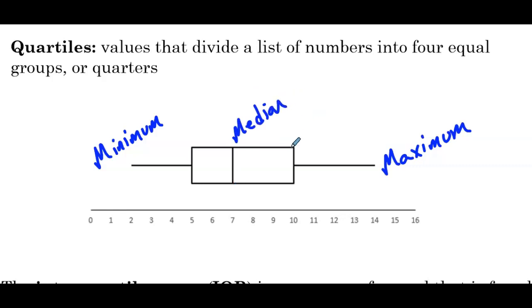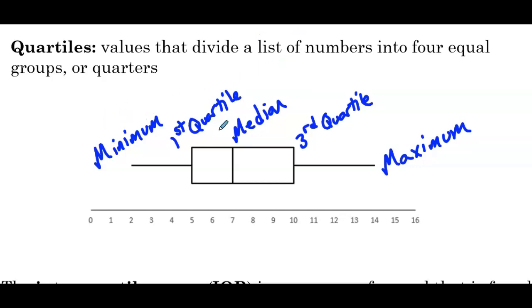That split the data into half. And then we had the 5 and the 10. 5 split the lower 50% in half, and 10 split the upper 50% in half. So these are quartiles. 5 is the first quartile. 10 is the third quartile. Now you may be thinking, where is the second quartile? But that's the median. We could call the median the second quartile. We typically call it the median, but we could call it the second quartile as well.